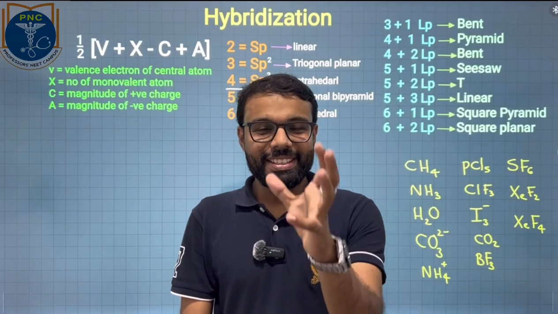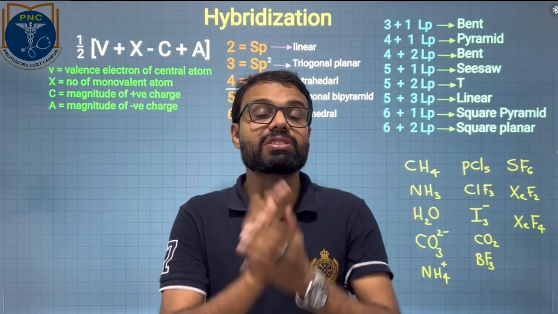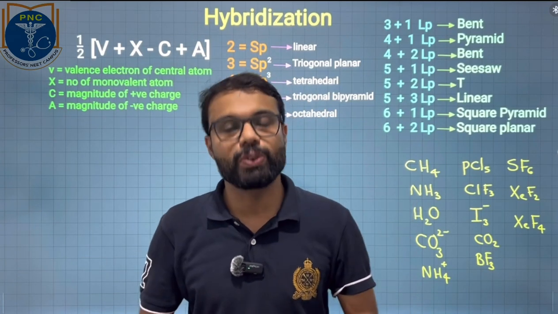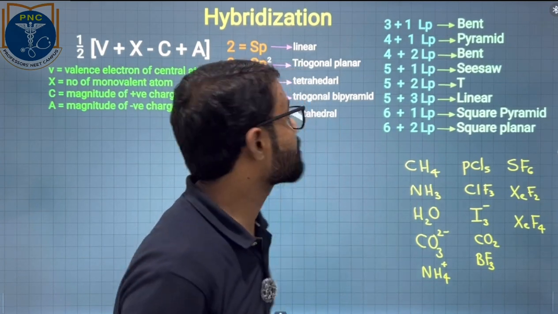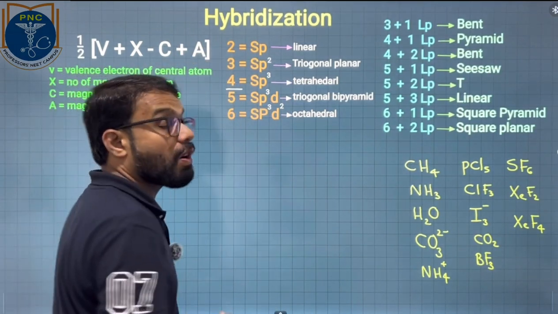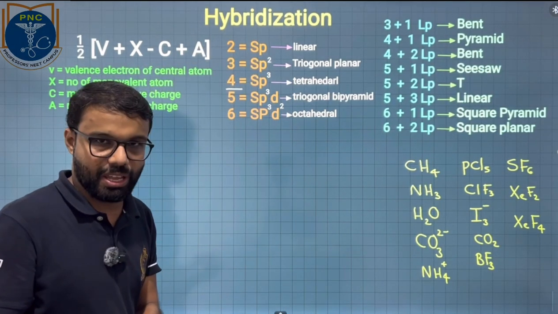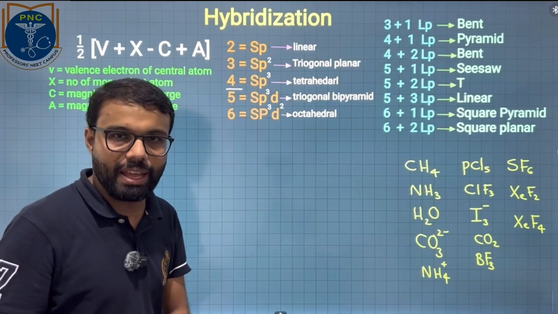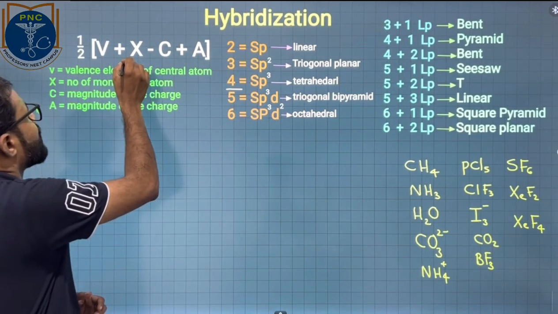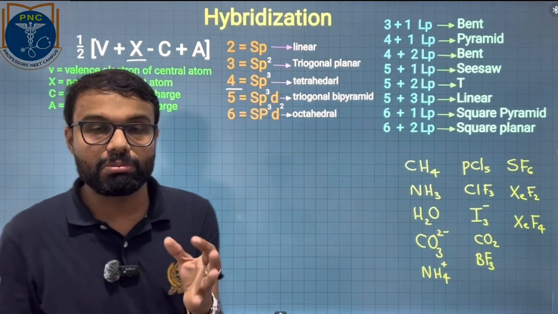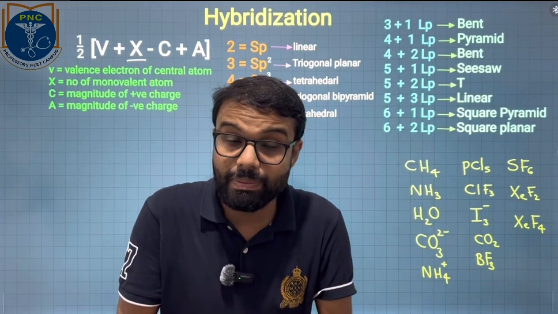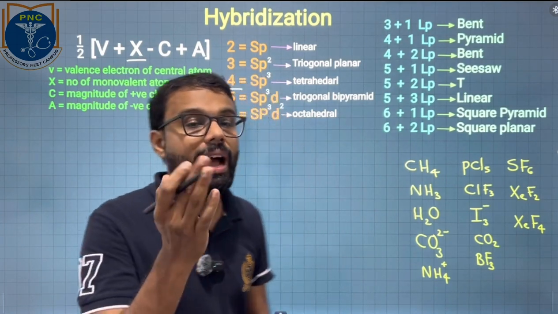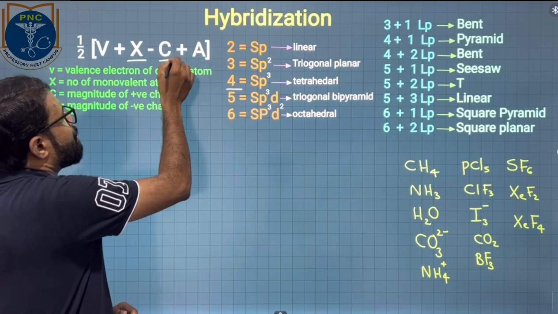Hello dear students, here I am going to discuss a simple trick to find out the hybridization of any molecule within a few seconds. For this, we have a simple equation: half into (V plus X minus C plus A), where V is the valence electron of the central atom and X is the number of monovalent atoms, that is, atoms with valency 1, like hydrogen or halogen.